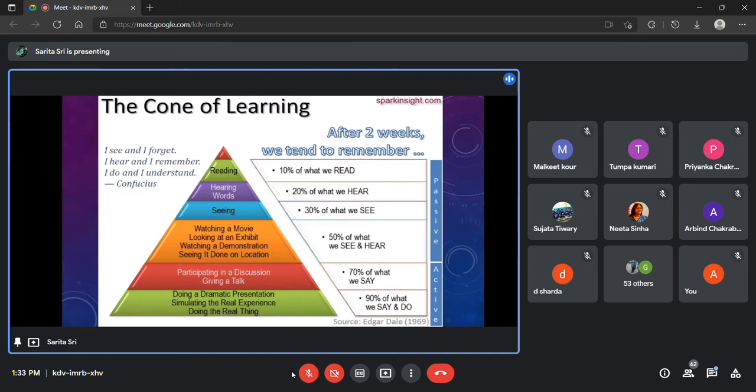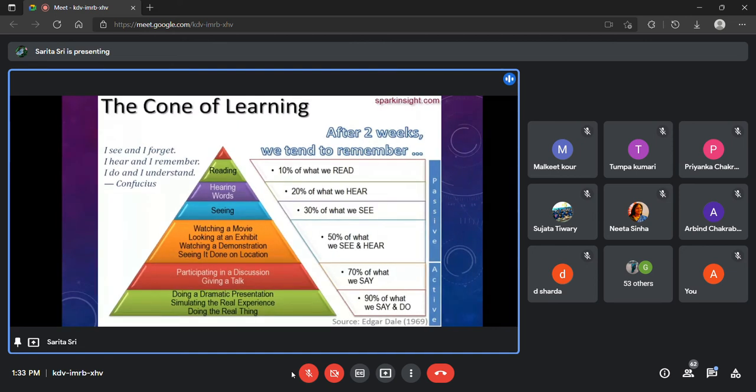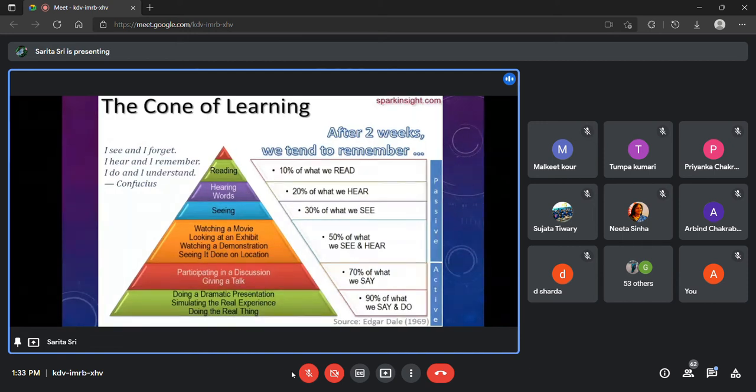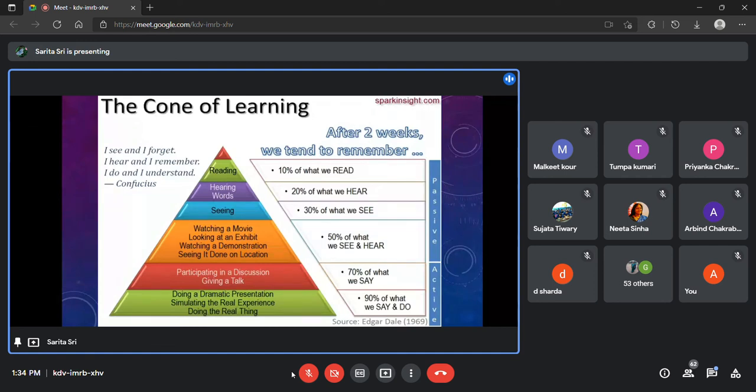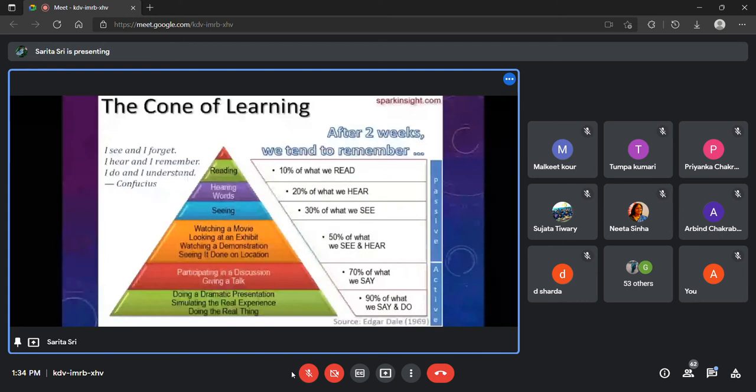So this slide is actually an illustration of the previous terms in terms of percentage. It shows after 2 weeks, we tend to remember if we are reading a book or something else, only 10% of what we read. Only 20% of what we hear, 30% of what we see, already I have shown all these things in the first slide only. 50% of what we see and hear, 70% of what we say, and 90% maximum of what we say and do.